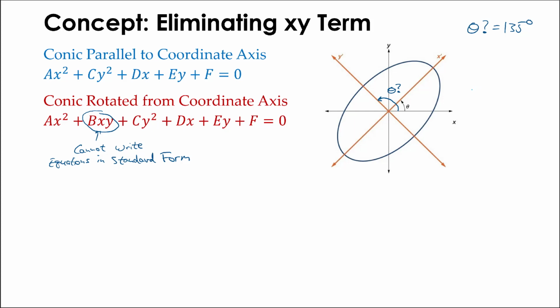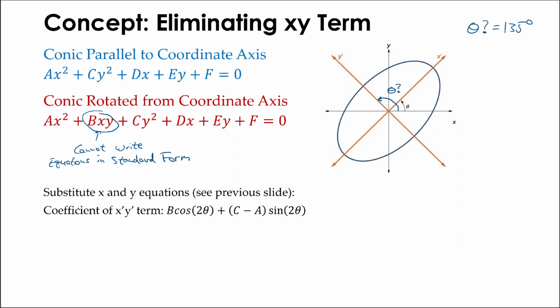So the first thing we're going to do in order to eliminate the xy term is substitute the x and y equations that we just derived in the previous slide. When we do that, we're substituting into this conic right here, or this general form equation right here. Now when I do that, I'll have an x prime y prime term, and this whole thing will be the coefficient for that x prime y prime term. Now if we want that to go away, we're going to have to set that coefficient equal to 0.